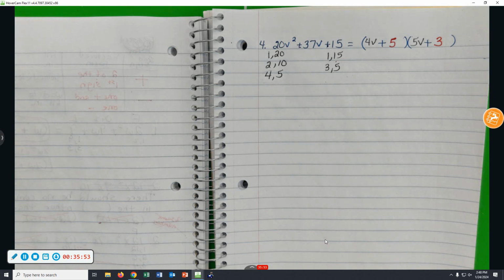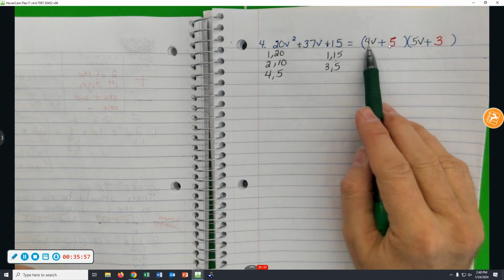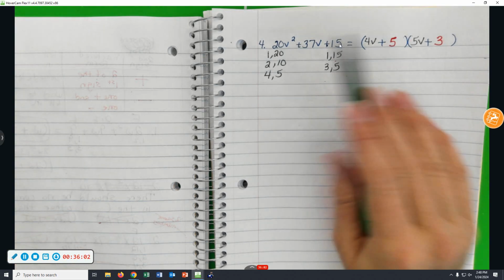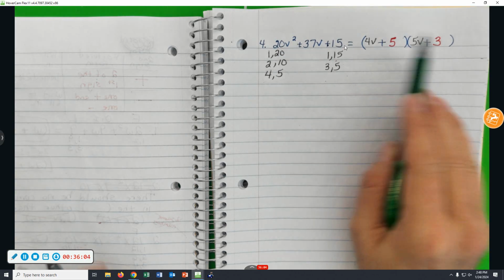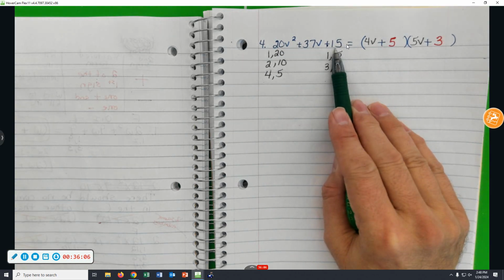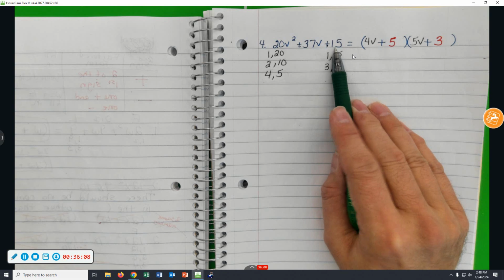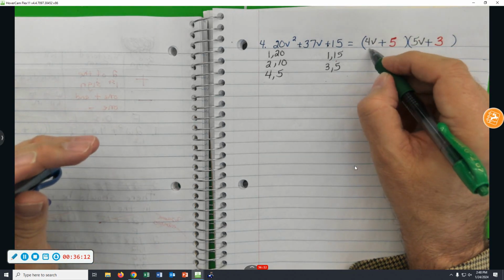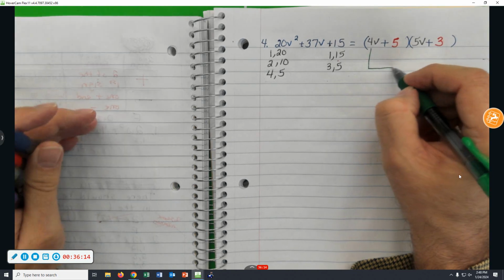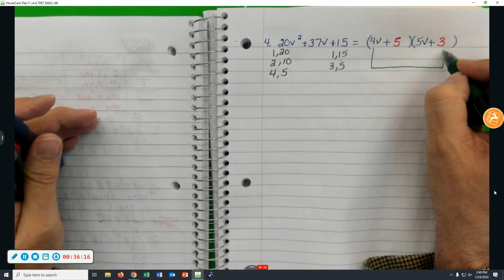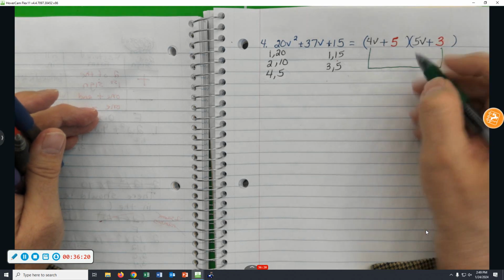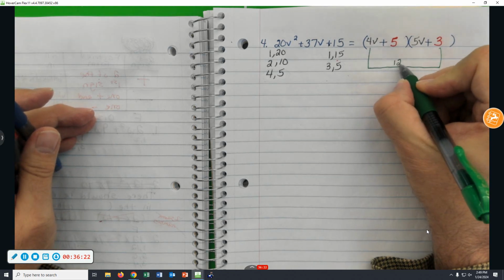And now I need to FOIL it out in my head. First times first is going to give you the 20v squared, and last times last is going to give you the 15. You wouldn't have written those numbers down if it didn't. So all you have to check is the inner and the outer. Look at the marks I'm going to do. I'm going to put this little green mark here, and right there I'm going to multiply the 4v times 3. That's a 12v.